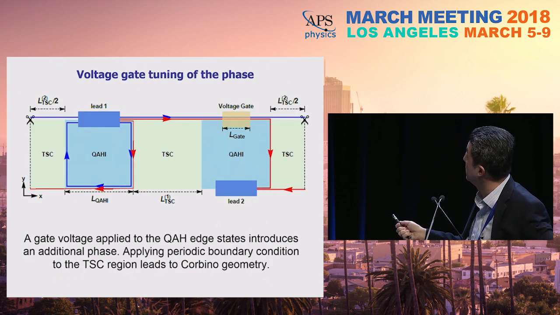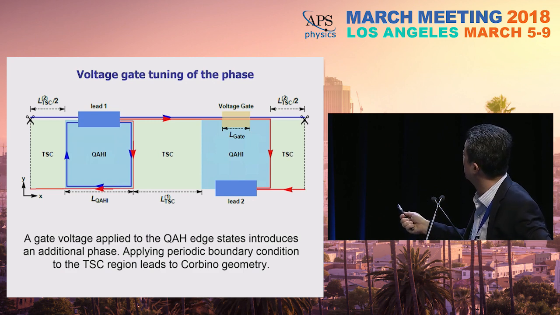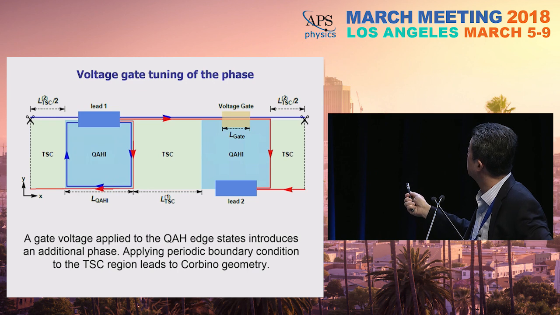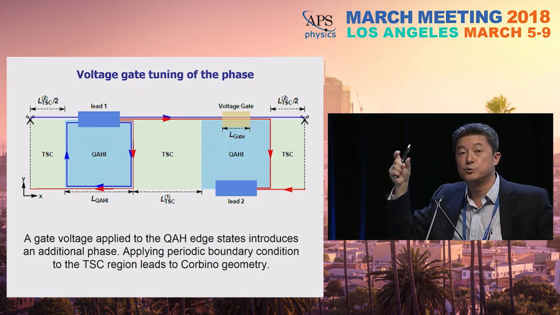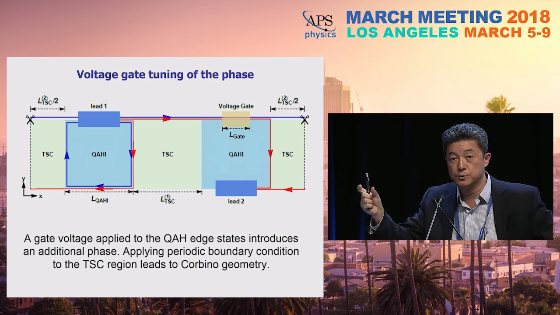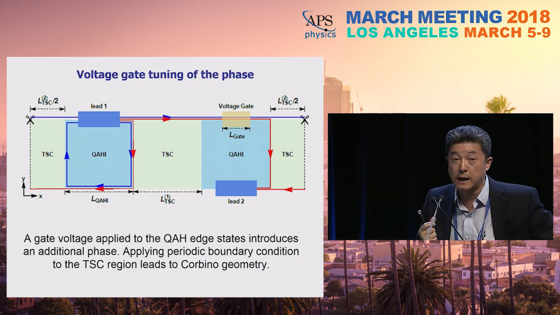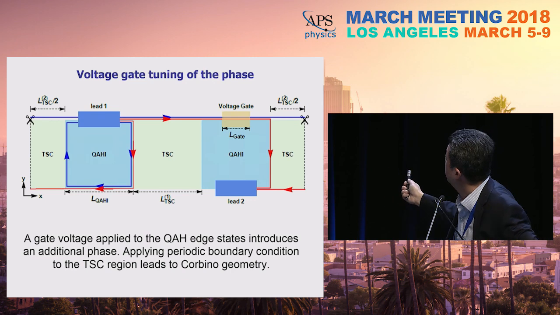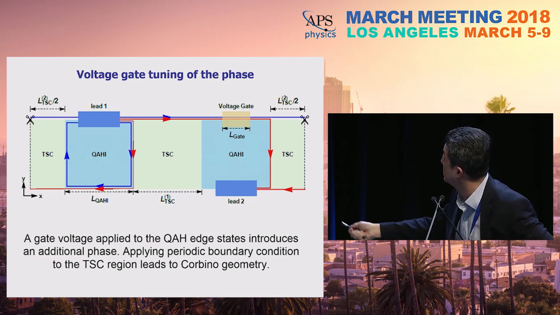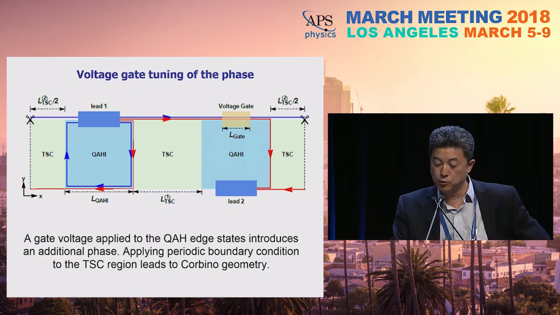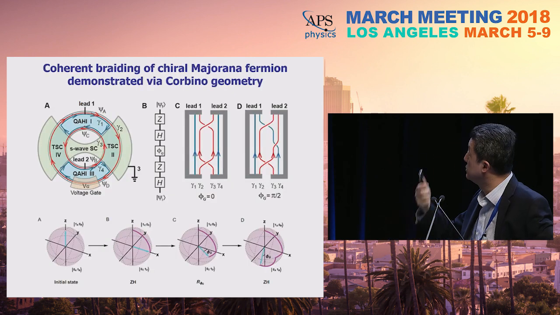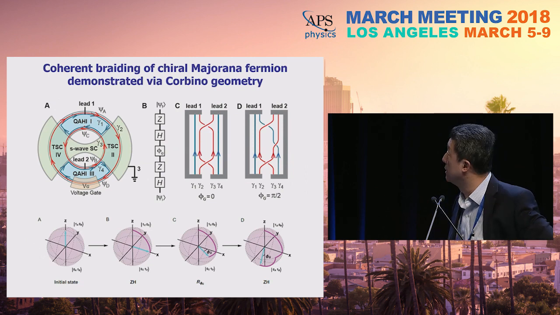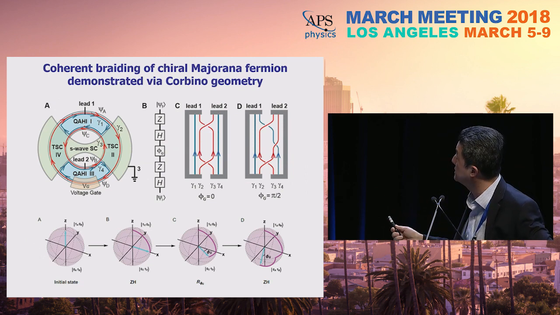Namely, you have quantum anomalous Hall going to a superconductor, going to a quantum anomalous Hall with lead 1, lead 2 here. But here, you can apply a gate voltage in the quantum anomalous Hall region, which will add a phase to the chiral fermion which is propagating. And then you reconnect this side with this side, which will give you a Corbino geometry. So this is the new device we propose, which is still theoretically proposed and not yet experimentally realized.